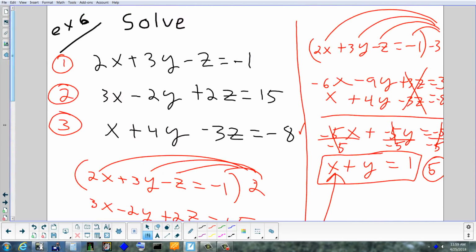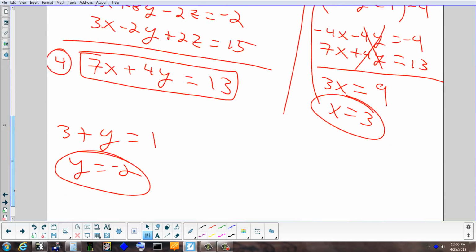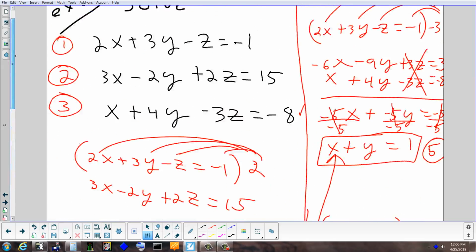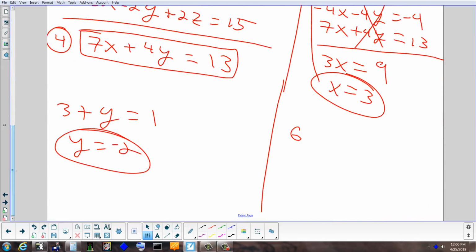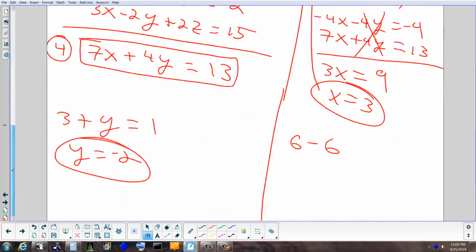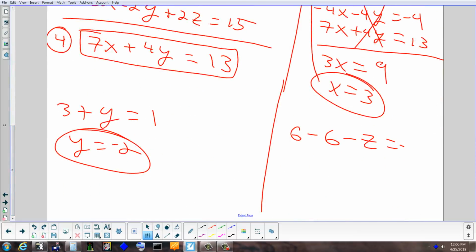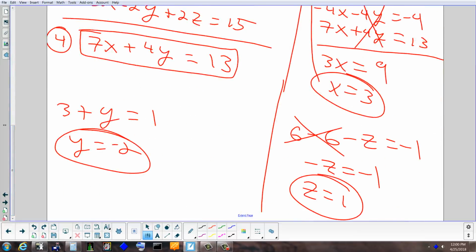1. All right, so 2x. So we've got 2 times 3. 3y. So we've got 3 times negative 2. Minus z equals negative 1. 6 minus 6. That's gone. What's z equal? 1. So that's solving a system with 3 variables. Definitely longer than 2, but you have to do the process a couple times. Okay?